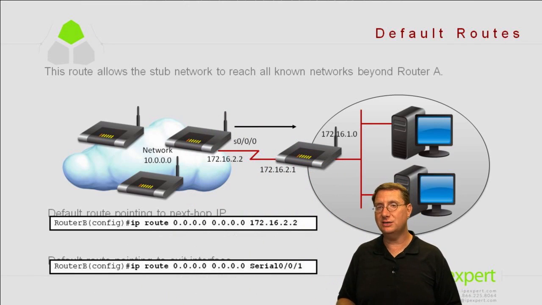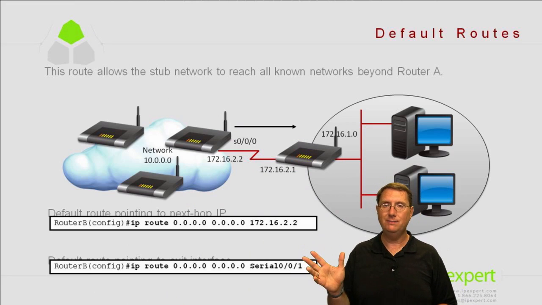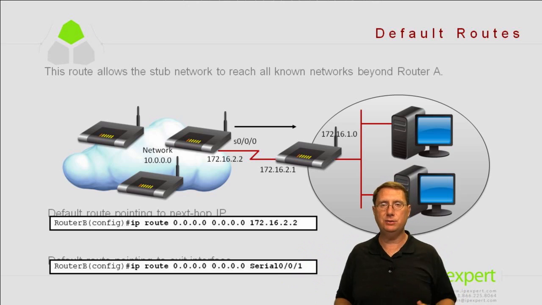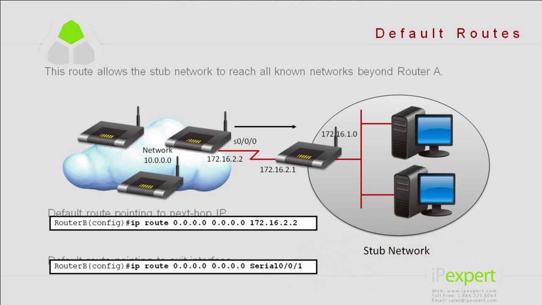A static default route says anything that is going to be the least specific match, send out this particular interface. And that's going to be denoted using the IP route, and we can actually use it to send it either to a next hop IP address or out of a physical interface. Keeping in mind, if we send it out of a physical interface, we still have to recurse it such that we can get all of the information associated with it.